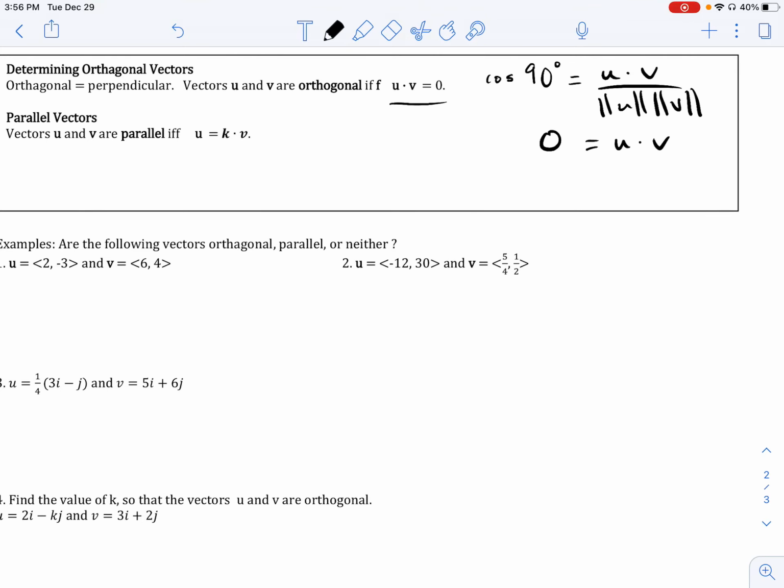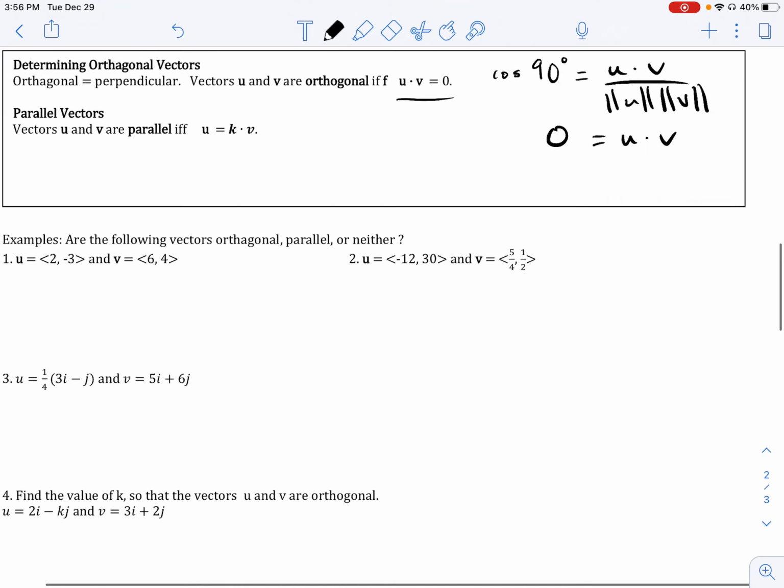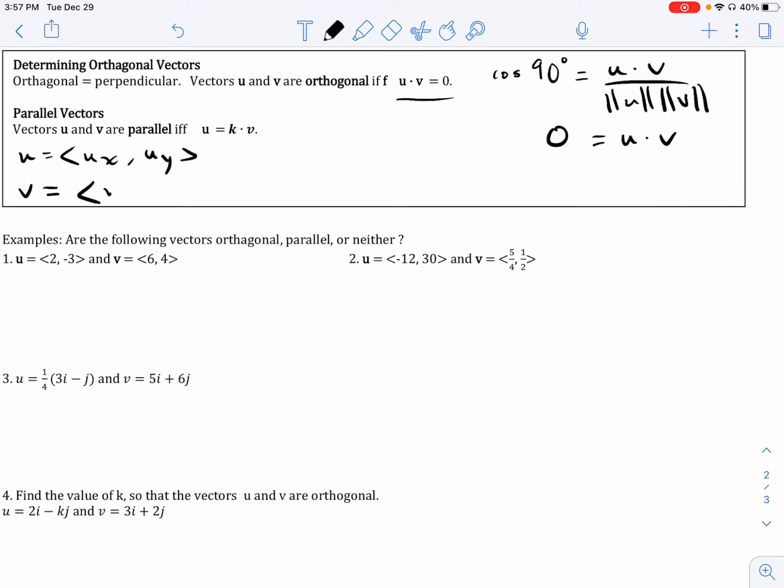Well, what about parallel vectors? Can vectors be parallel? Absolutely. Well, what does it mean if vectors are parallel? It means simply that one vector is a scalar multiple of the other. Let's say u is equal to u sub x, u sub y, just so we have something to reference, and vector v is v sub x, v sub y.